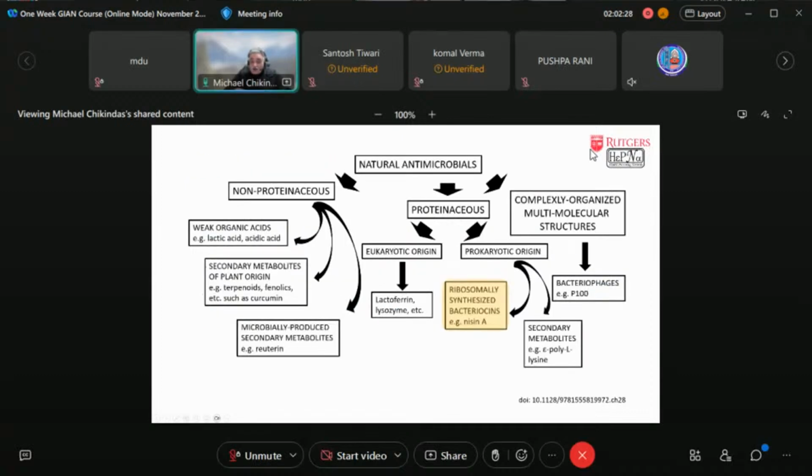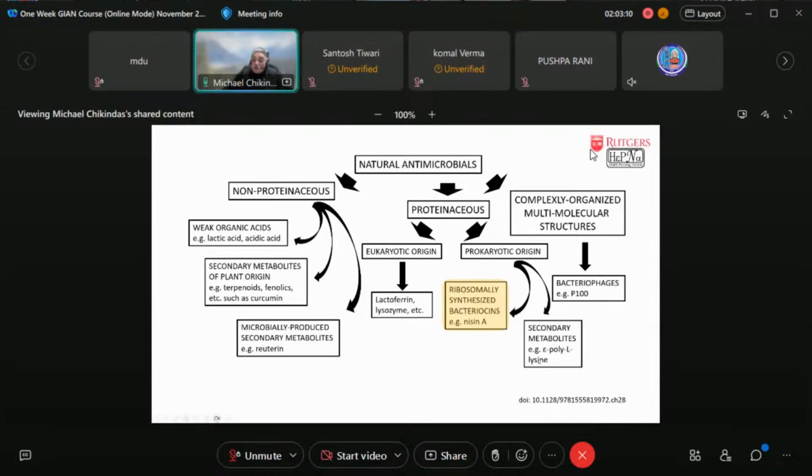So where is the place of bacteriocins in the family of the natural antimicrobials? You can see they can be divided roughly into non-proteinaceous, proteinaceous nature, and complex organized antimicrobials where we have bacteriophages. We're not going through weak organic acids, terpenoids, curcumins. Of proteinaceous nature, lactoferrin, lactoferricin, lysozyme are also used for preservation processes.